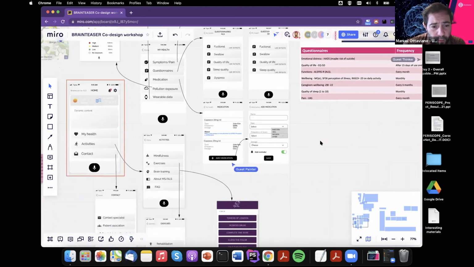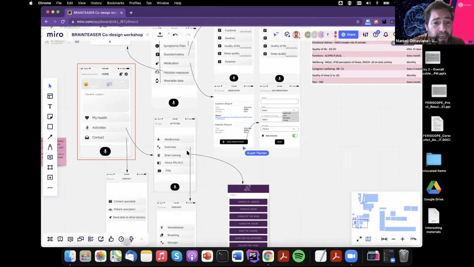So here you see more or less the schema. For the activities type, we are thinking of mindfulness support to try to reduce anxiety and also improve quality of sleep. Some type of exercise connected to the rehabilitation exercise that the user is performing in a specific clinic. This will be exercise that the user can perform at home, not in the clinic. Some cognitive games, the brain teasing.